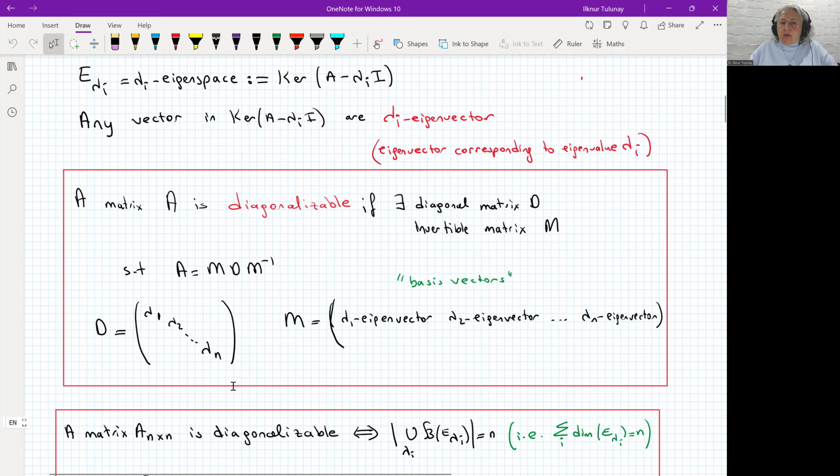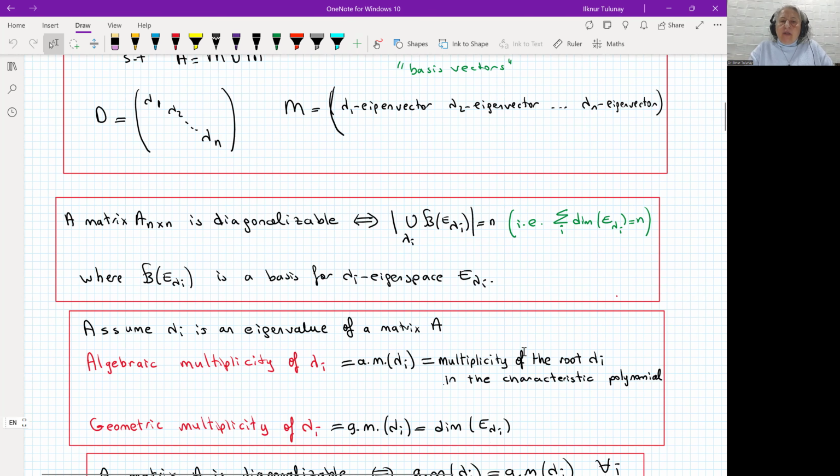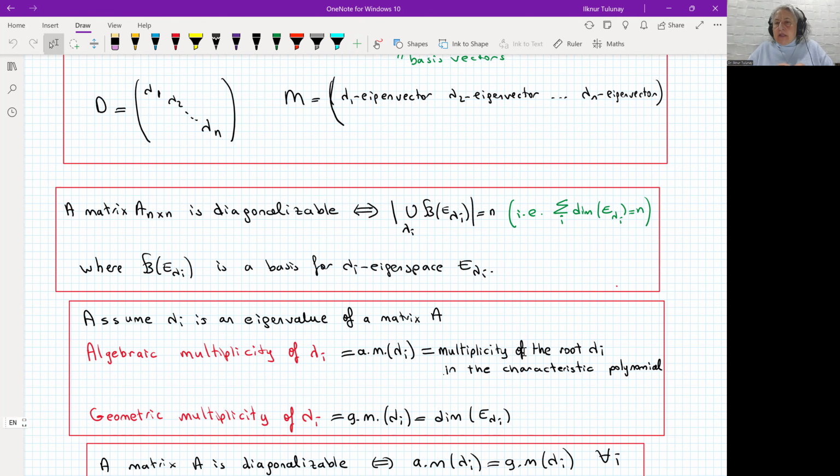But it is very important to keep up with the order. So if you have lambda 1 in the 1,1 position of this diagonal matrix, then the first column should be a lambda 1 eigenvector, or a basis of the lambda 1 eigenspace. If this is lambda 2, this should be a lambda 2 eigenvector. So it should all correspond, it shouldn't be mixed up. So this is the definition of a diagonalizable matrix.